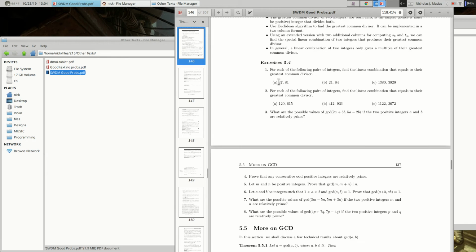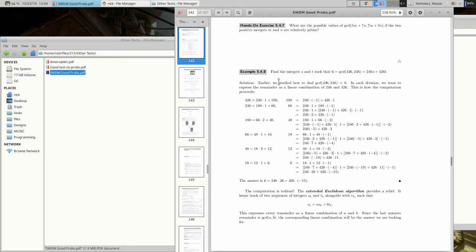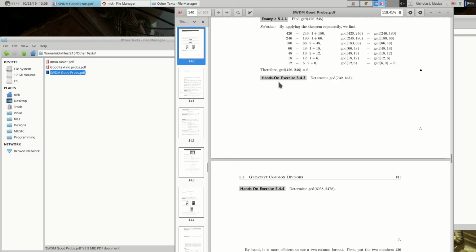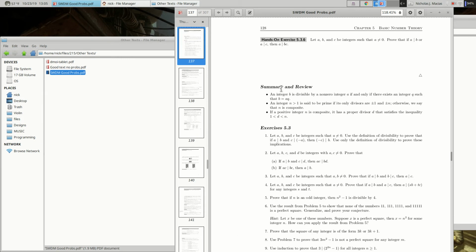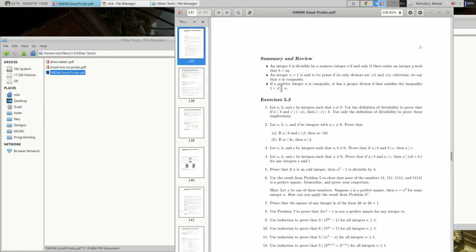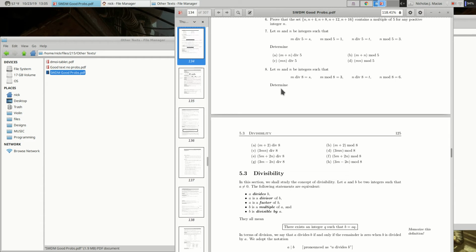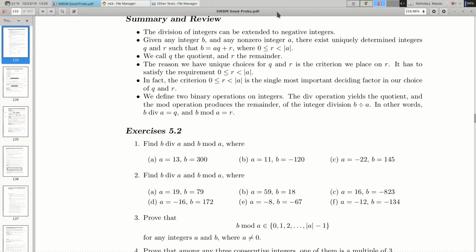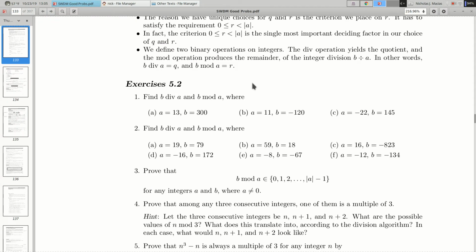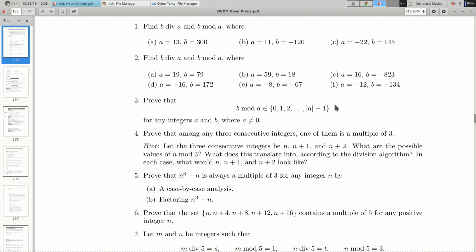So, go all the way back to the beginning here. Let's do some congruence questions. You say you put this on Canvas so we can download this? Yeah, it's an open access resource as far as I can tell.